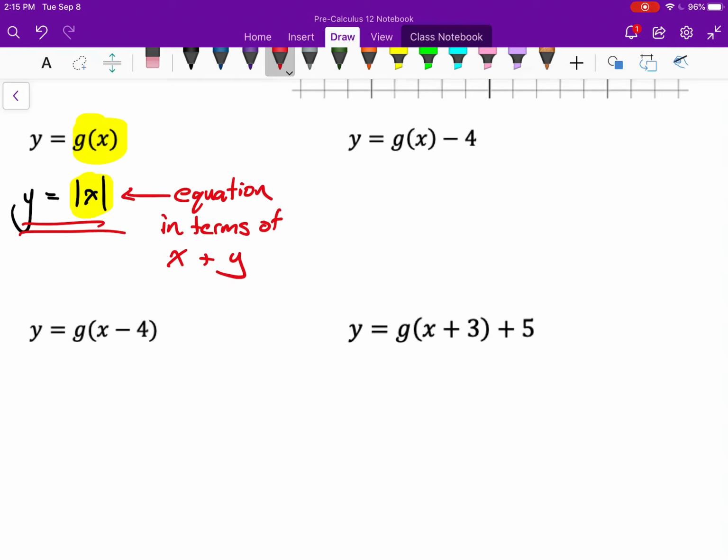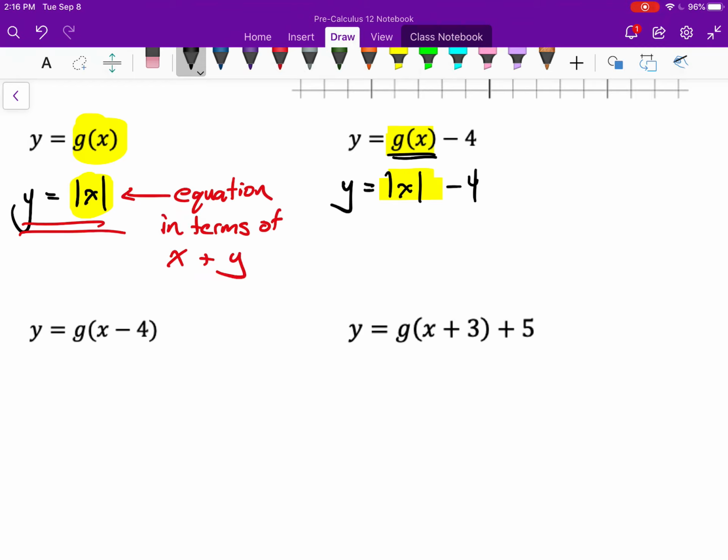OK, so next, I have g of x take away 4. Let me do the equation first. So it's g of x, which is the absolute value of x, take away 4. And the key is the 4 is outside of the brackets, because if I look right here, this take away 4 is outside g of x. It's not inside the brackets there. And so the equation is the absolute value of x take away 4.